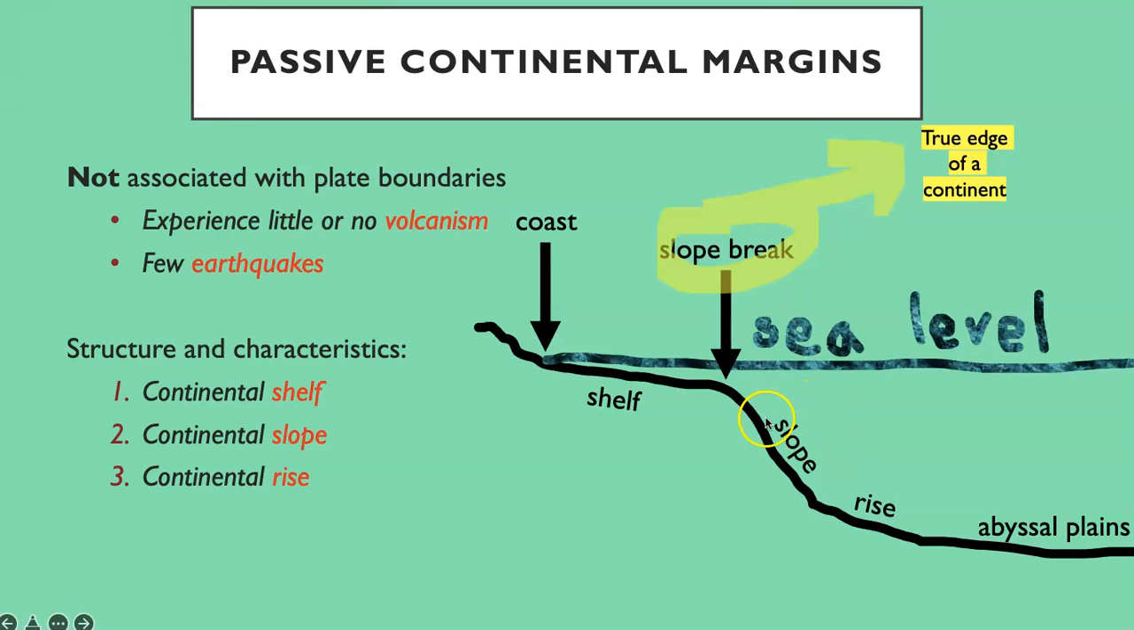We then have the slope, which drops down to the much deeper areas of the ocean, and then the rise, which is where material from the slope has fallen. So if you imagine a mountain, and all along around the edges of the mountain, you've got material that's fallen off the mountain. That's what the rise is.